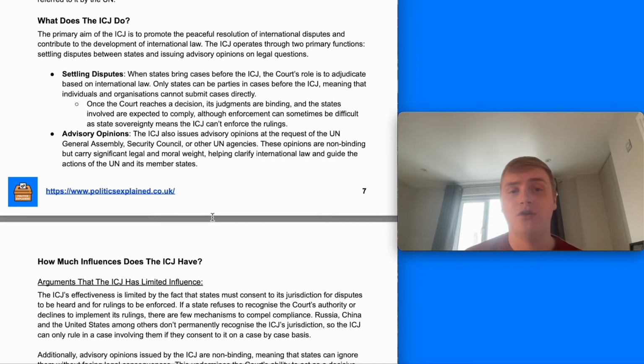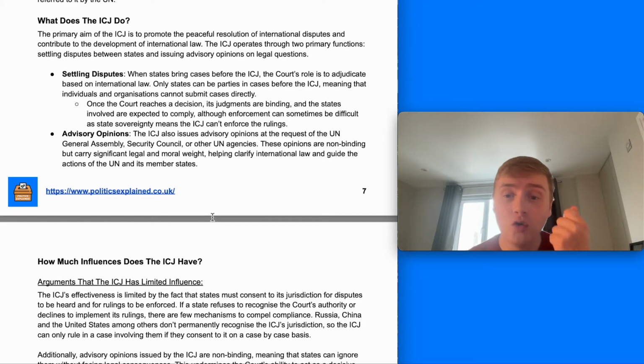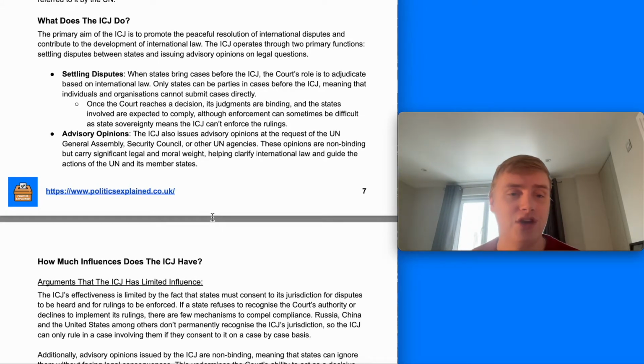So what then does it do? Its key aim is to promote the peaceful resolution of disputes rather than turning them into conflict or war. It does so through two key functions. Firstly, settling disputes. When states bring cases to the International Court of Justice, it adjudicates based on international law between the different states. And only states can be parties in cases before the ICJ, unlike, for example, the ECHR, which we'll have a look at later in the video.